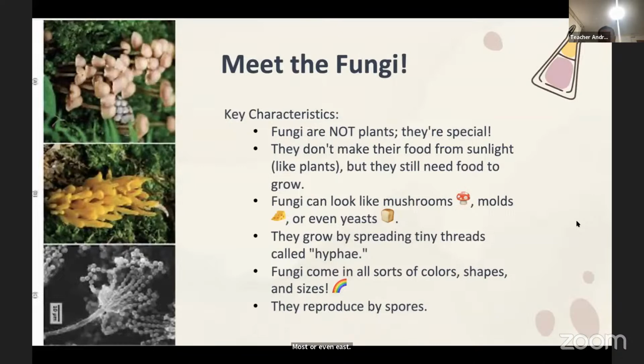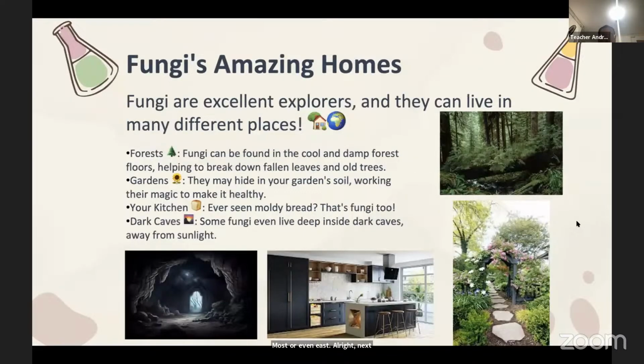All right. Next up, fungi are excellent explorers. They can live in many different places. You can spot them in the forest, where they make the floor a cozy place for the plants to grow. They are in your garden, turning the soil into a plant paradise. And don't be surprised to find them in your kitchens. They help the bread. Some are even bold enough to live in a deep, dark cave.